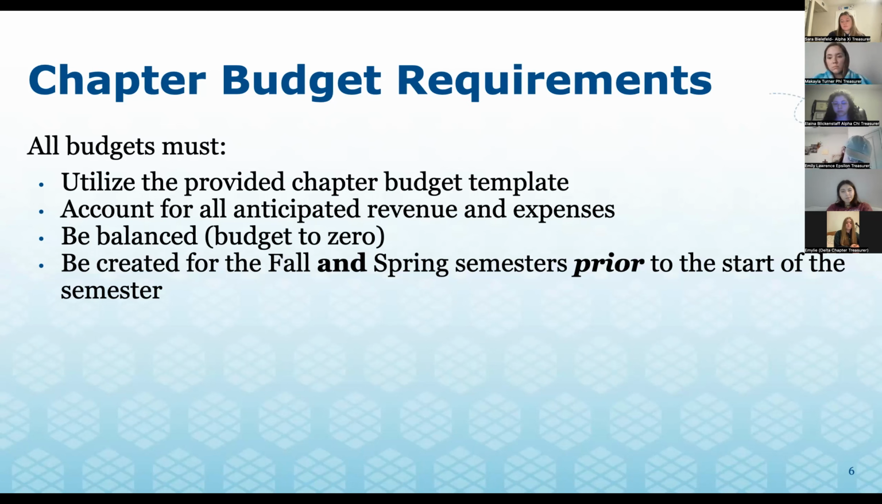However, we do have some chapters that have very large, what I would call cash reserves. Like savings accounts, maybe you have $10,000 in your savings account. We would call that a cash reserve, and you can use that money. You can dip into that money if you need to. You just need to plan for it, and it needs to be approved by your chapter. So you can have a negative budget for a semester or for 2 semesters.